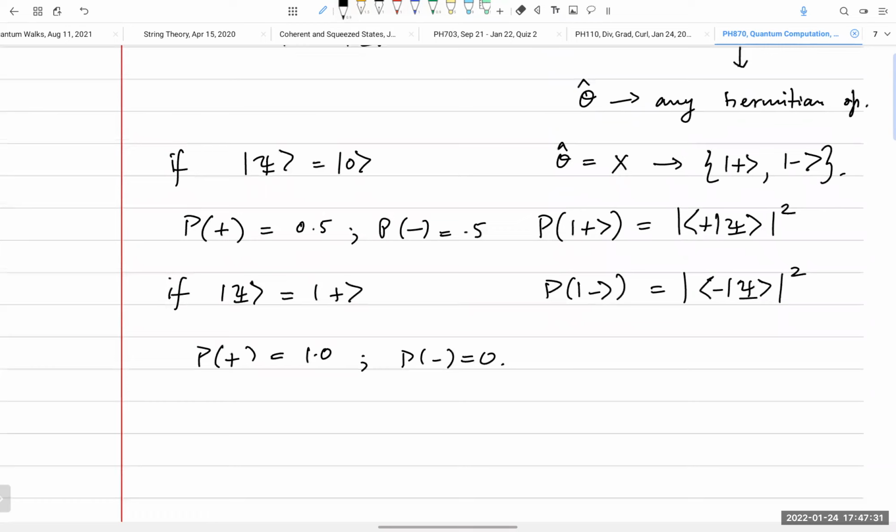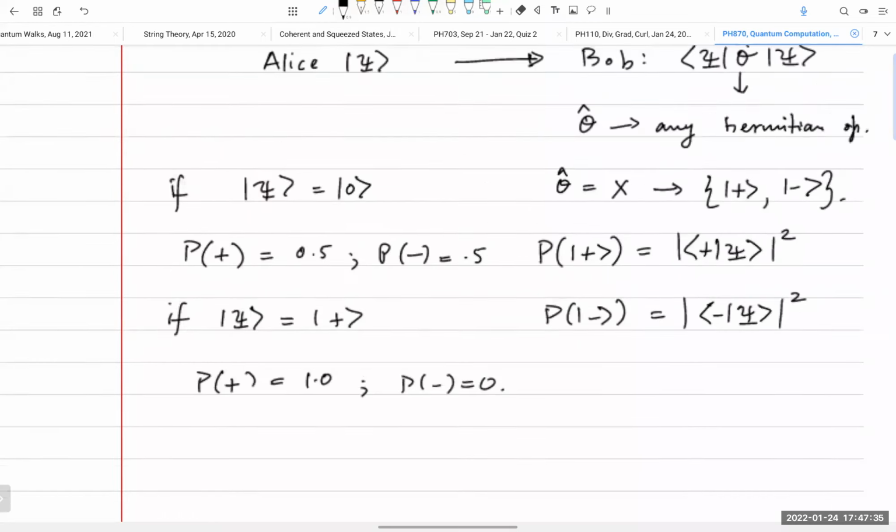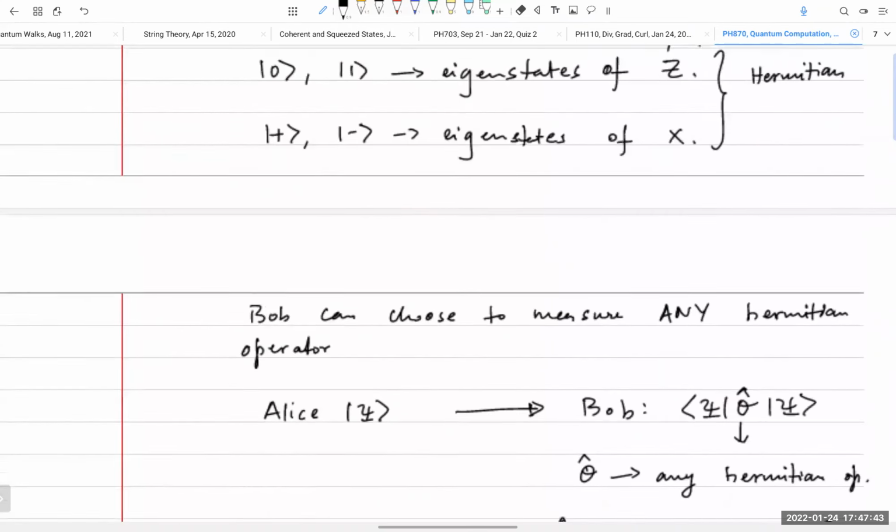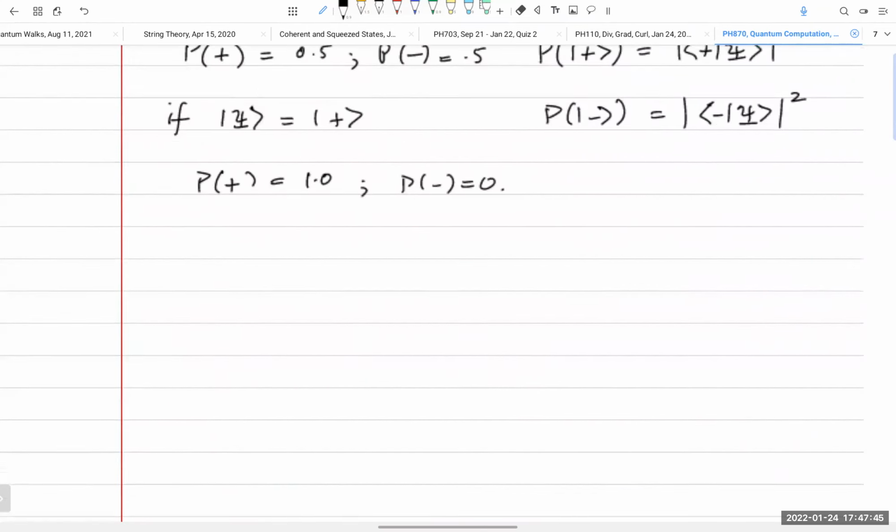So is this aspect clear? I hope that it is. If you don't understand something here, then please let me know. So what are we doing in this superdense coding?